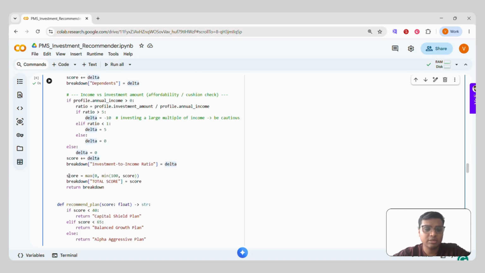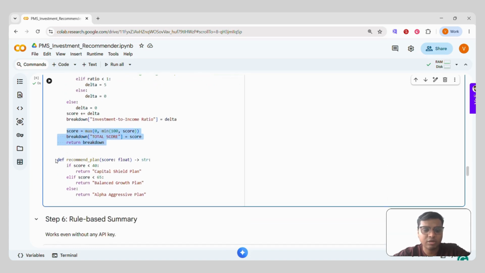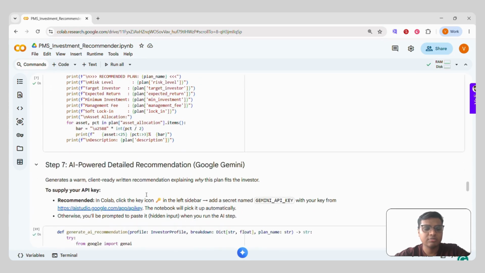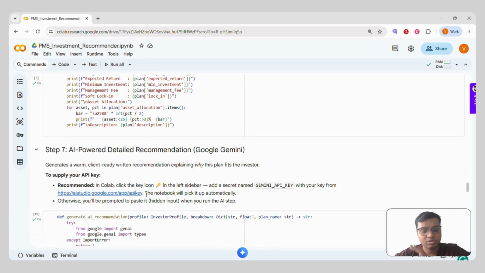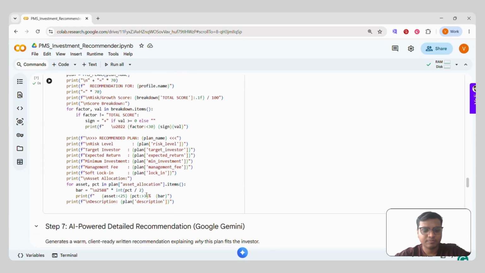Once the scoring is done, based on that, as we mentioned earlier as part of our different plans, we are going to recommend that particular plan to the client. And finally, we have a rule-based summary created that gives us an output of the exact recommended plan.